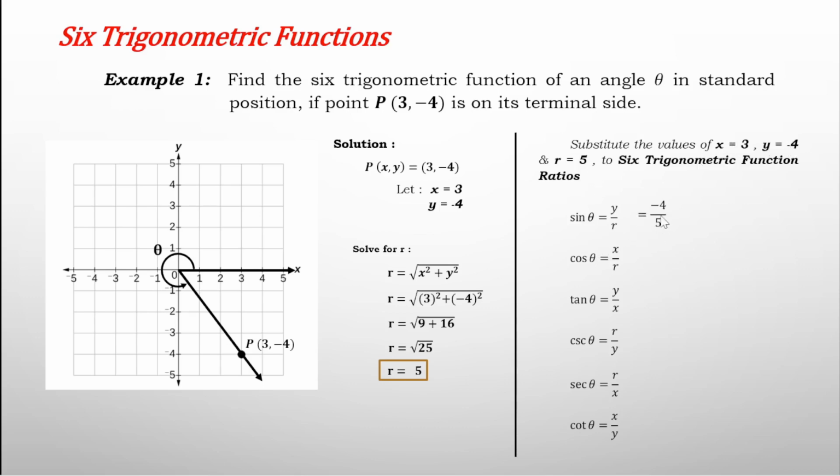So sine theta is negative 4 over 5. Substituting the values of x and r, cosine theta is 3 over 5. For tan theta, substituting the values of y and x, we have negative 4 over 3. For cosecant theta, substituting the values of r and y, we have 5 over negative 4. For secant theta, substituting the values of r and x, we have 5 over 3. And for cotangent, which is x over y, that is equal to 3 over negative 4.